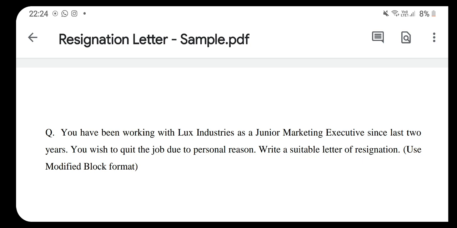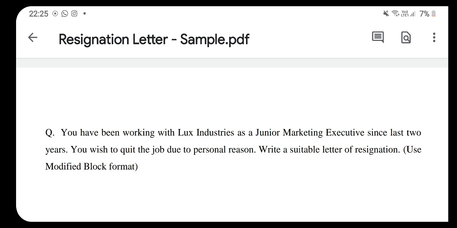Now the question also tells you to use a modified block format. If you remember, modified block format is the one that looks exactly like the full block format with the exception that the first part, which is the sender's address and the date, is shifted to the right, and the last part, which is the signature block, is shifted to the right. Otherwise, it looks very similar to the full block format. The sentences still begin at the margin, there is no indent whatsoever. So this is a very simple topic given for resignation letter.